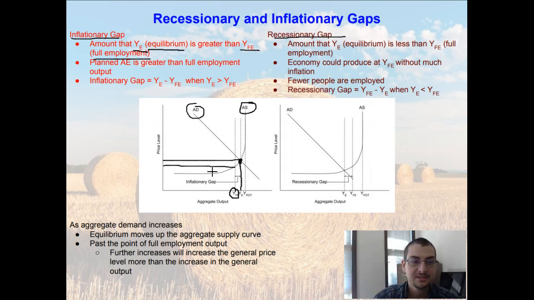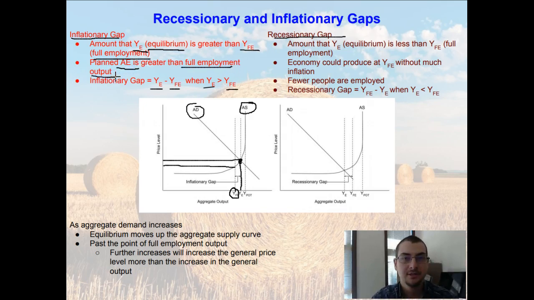Well, that distance between the equilibrium and the full employment, when equilibrium is greater than the full employment, is our inflationary gap. The inflationary gap is equal to the equilibrium output minus the full employment output when the equilibrium is greater than the full employment output. That's when aggregate expenditures is greater than full employment output.